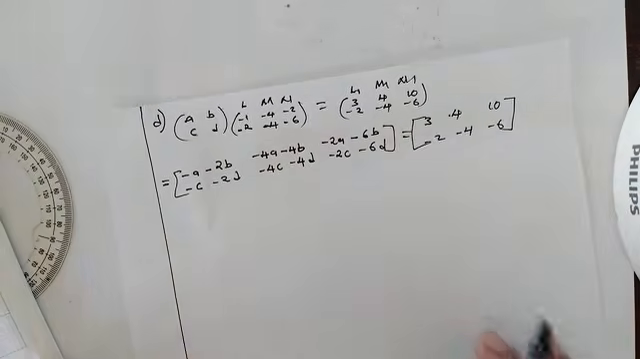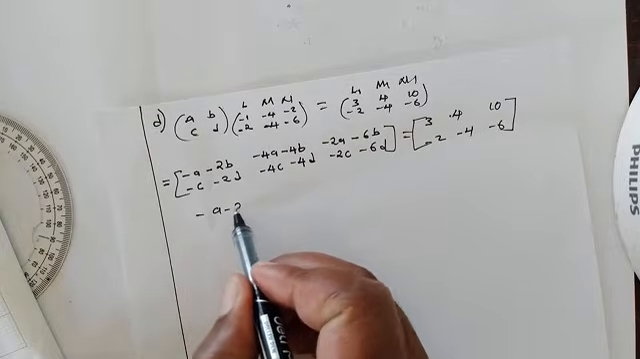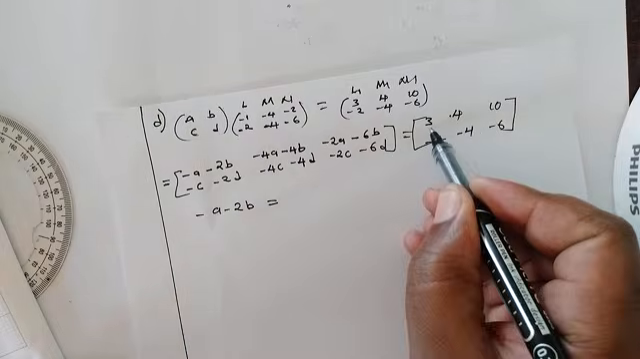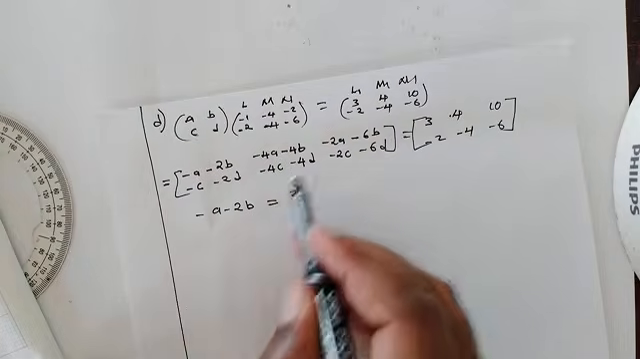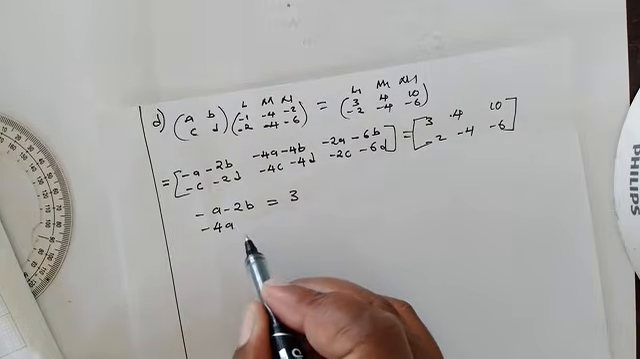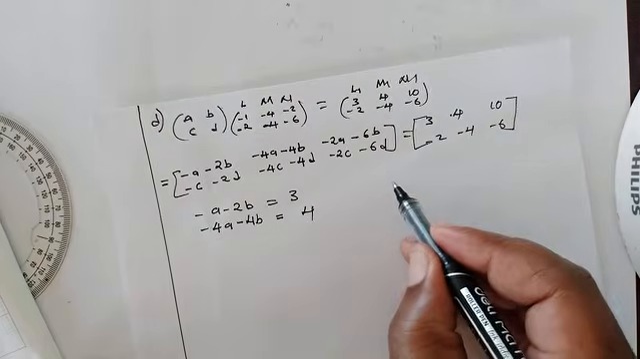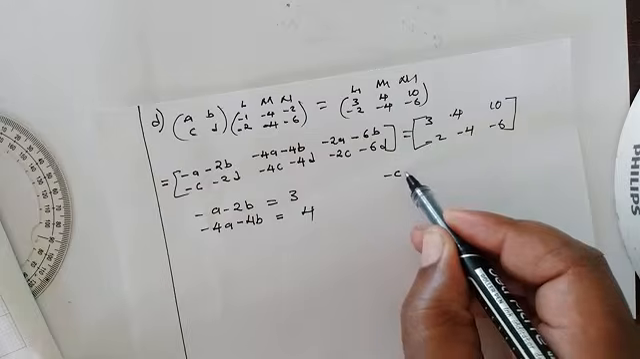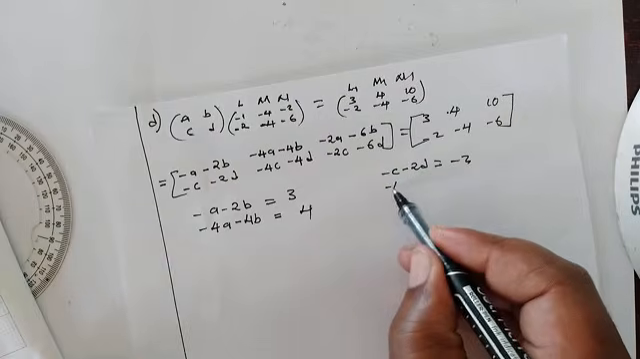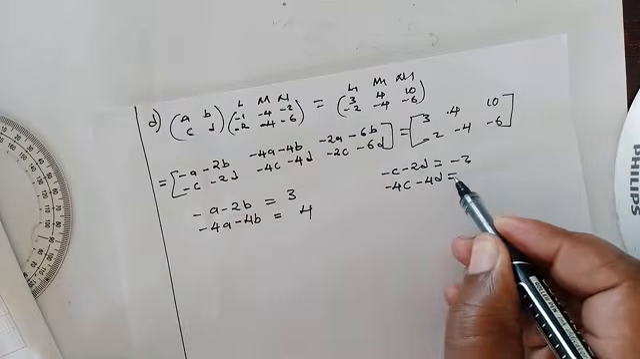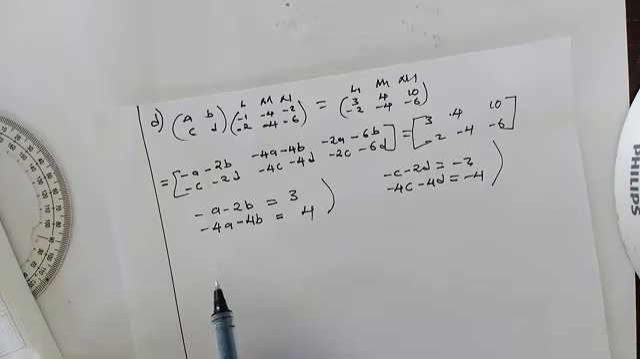Now you can choose what we want. You form an equation. Say -A minus 2B, the answer is equal to the first one, 1, 2, 3, so it's equal to 3. Then you can go to this one: -4A minus 4B is equal to 4. Then you can come to this one. You can get two equations: -C minus 2D is equal to -2, then -4C minus 4D is equal to -4. So we solve these equations.